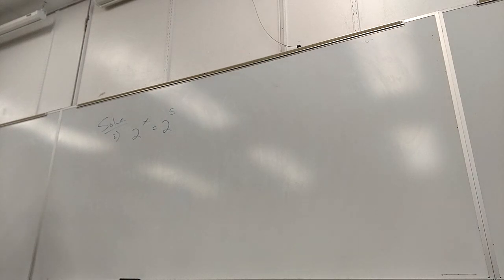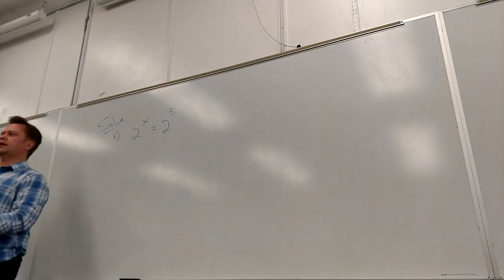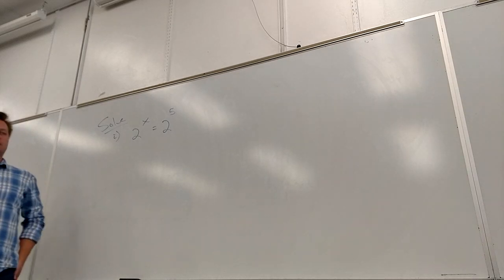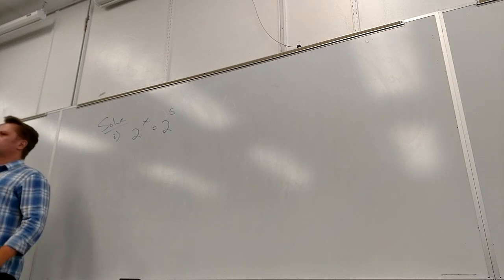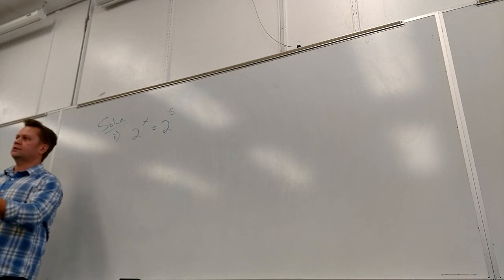Understand this before you do any of these. Don't say anything. Just think about what's got to be true here. I want 2 to the x to be 2 to the 5th. All right, now you can say something. Well, what does x have to be? x has to be 5.